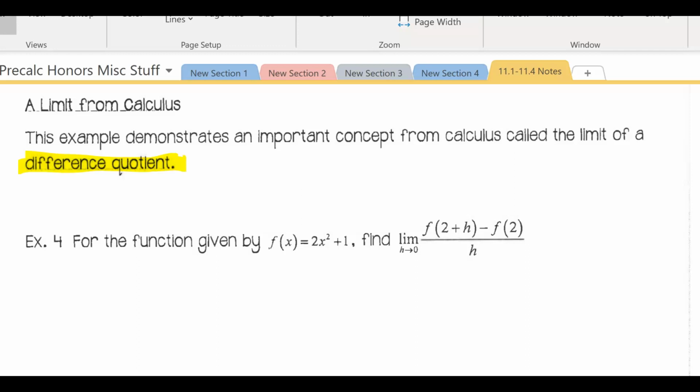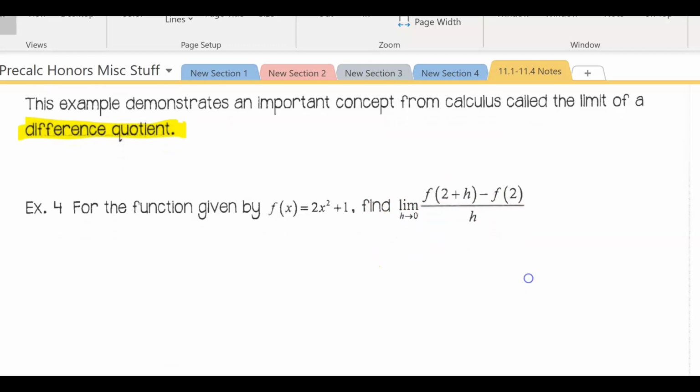We're going to start off by talking about a limit from calculus. This is called a difference quotient. Notice here I have a quotient because it's a fraction, and in the numerator I have a difference, and that's what makes it a difference quotient. We're given the function f of x is equal to 2x squared plus 1, and we want to find the limit of this difference quotient as h approaches 0.